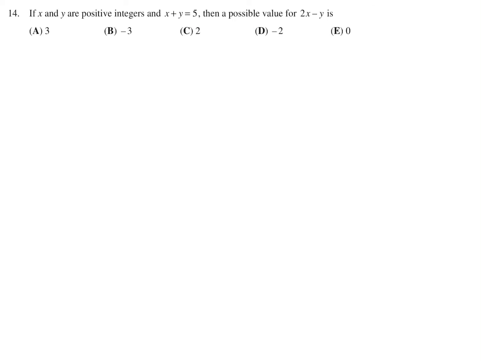If x and y are positive integers, x plus y is 5, then a possible value for 2x minus y is. So we have x plus y is equal to 5, and we have 2x minus y. They want you to find the numerical value of that.